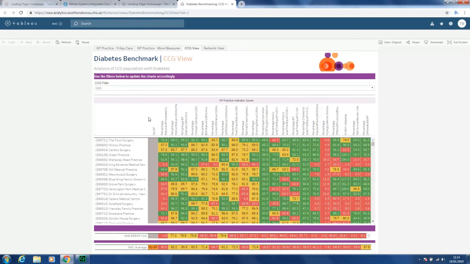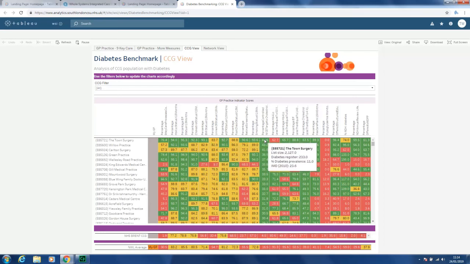Along the top there are a number of metrics: achievement of key care processes, then those processes broken down into HbA1c, blood pressure, cholesterol, body mass index, urine albumin creatinine ratio, eGFR, foot risk check, retinal screening, and smoking. So you can see what percentage of patients have had each of those metrics done within the last 15 months.